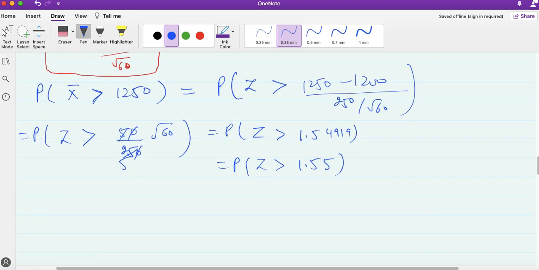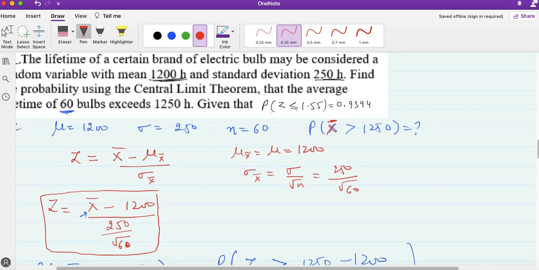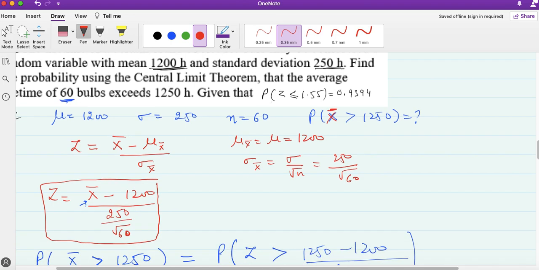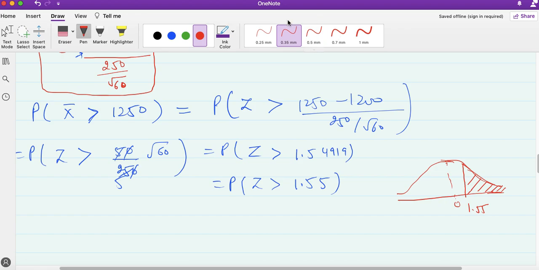So we want to find this value. The best way of doing this question is, let us see how it looks. For example, this is z, the central value of z is 0, and 1.55 is somewhere on the right hand side, and we want to find the probability more than 1.55. So let us first see what is given to us. In this question, the probability of z less than or equal to 1.55 is 0.9394. It means this value given to us is 0.9394.